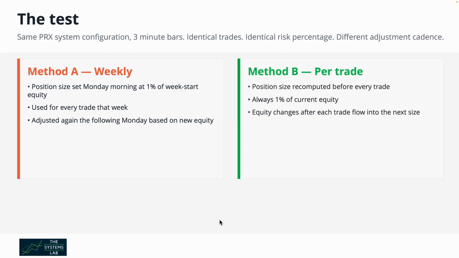For method B, we're going to adjust position sizing per trade. So we will compute the position size before every trade. It will also be 1% fixed risk, but it will always be 1% of the current equity, not the week start equity. And the equity changes after each trade will flow into the next size.